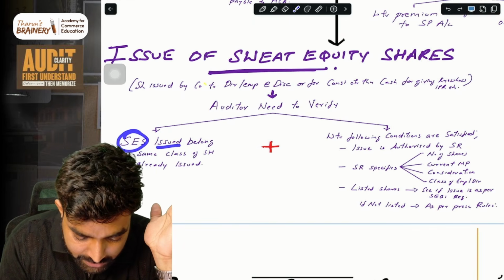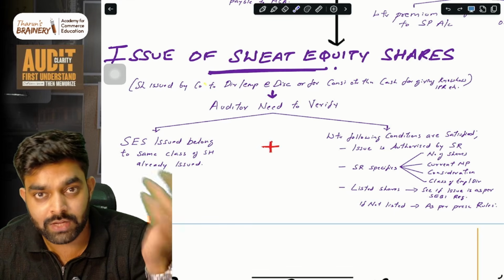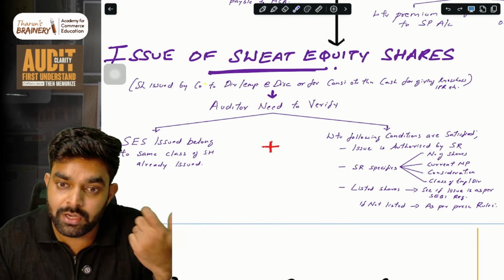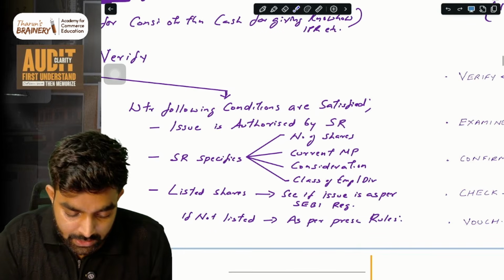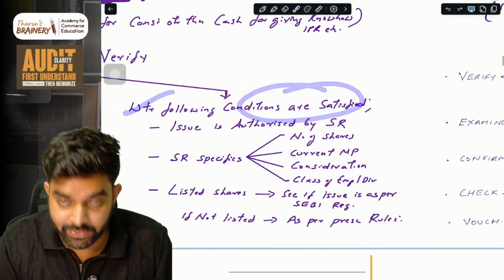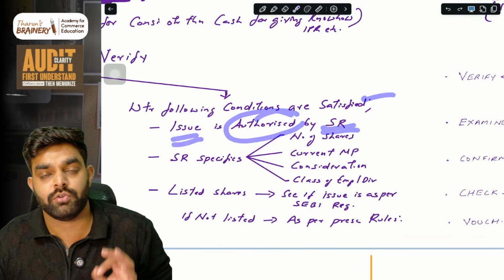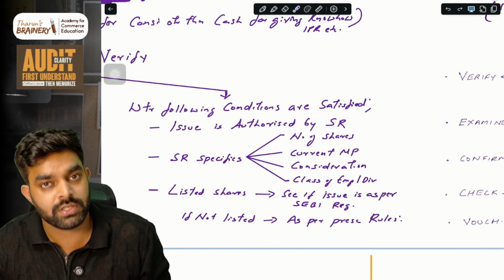Whether sweat equity shares issued belong to the same class of shares already issued. Whatever the company has issued, whether it is equity share or preference share, this equity share should belong to that same class itself. The auditor has to check that. Then whether the following conditions are satisfied. That is, whether the issue is authorized by a special resolution. Sweat equity shares can be issued only by special resolution, so make sure a special resolution is authorized.